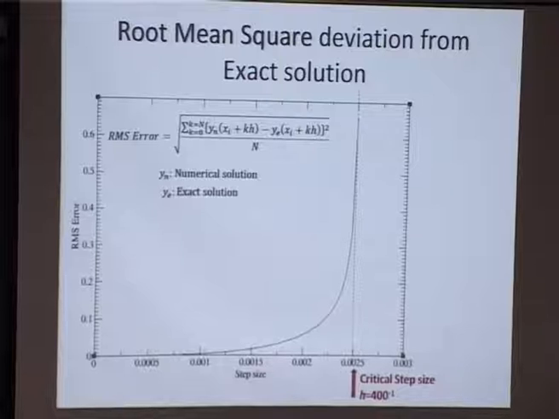And as we expect, the RMS error or the deviation of numerical from exact solution increases. It's very, very small for the values of h up till about 10 power minus 3, which is 0.001 on the x-axis. But beyond that, it starts to rapidly increase, and you can see that for h equals 400 inverse or 0.0025, and for values of h more than that, the RMS error is really, really high, which means that can be defined as a critical step size.